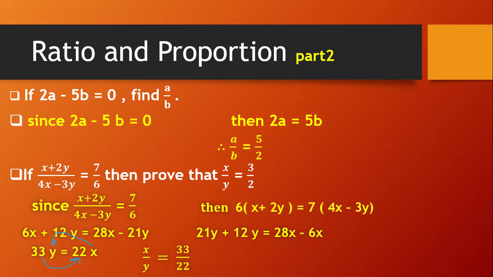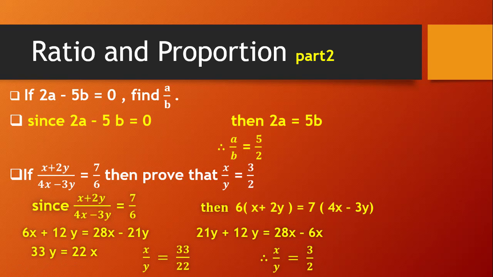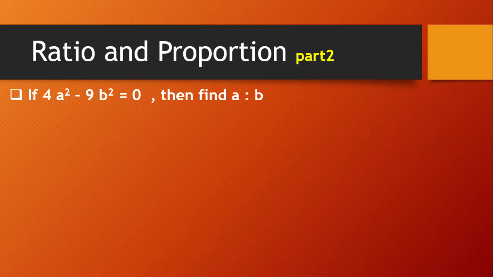Now I can simplify 33 over 22 by dividing by 11. It will be 3 over 2. And this is what we want to prove here. X over y equals 3 over 2. This is what we want to prove. So this is about property number 2.